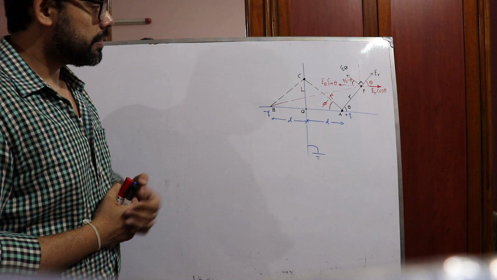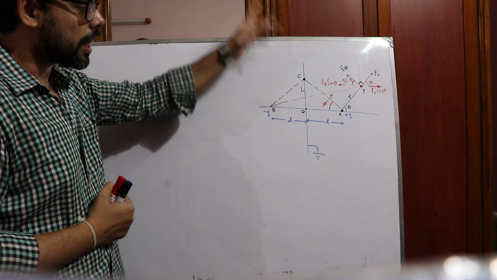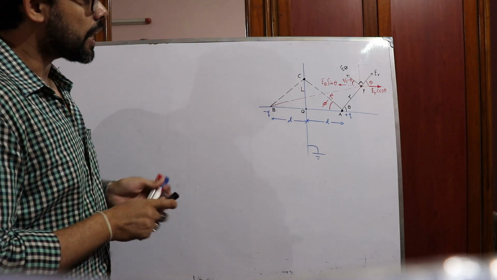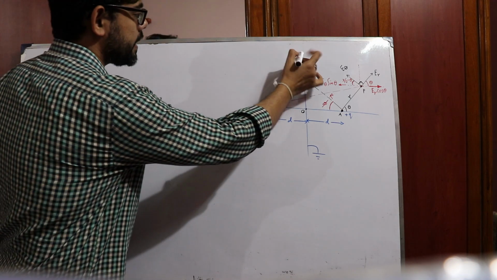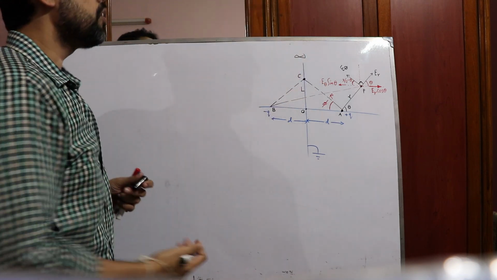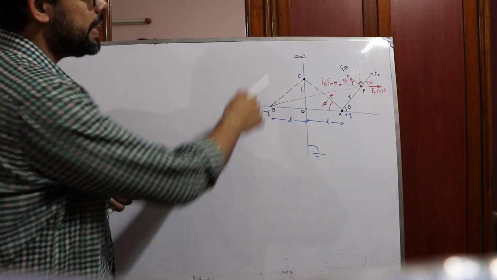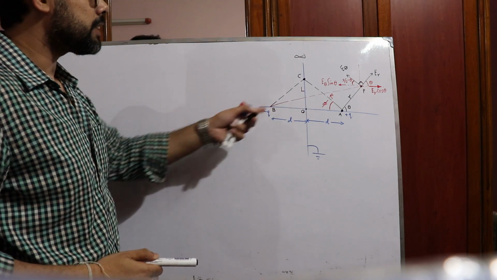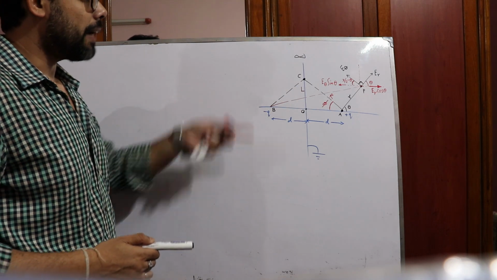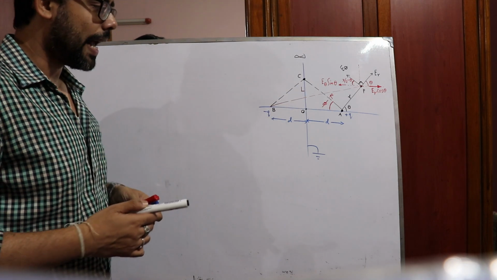C is any point on this conducting plane. Let me tell you, this conducting plane is of infinite extent. It is an infinitely long conducting plane. So any point on the conducting plane is at a distance capital R from A as well as from B. So it is like a perpendicular bisector of the line segment AB.